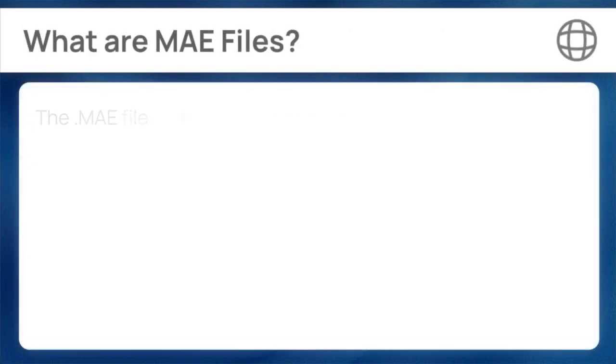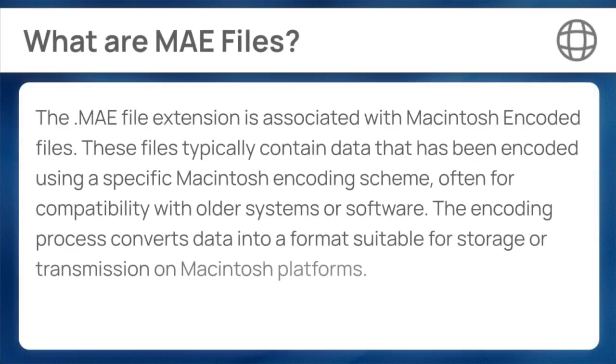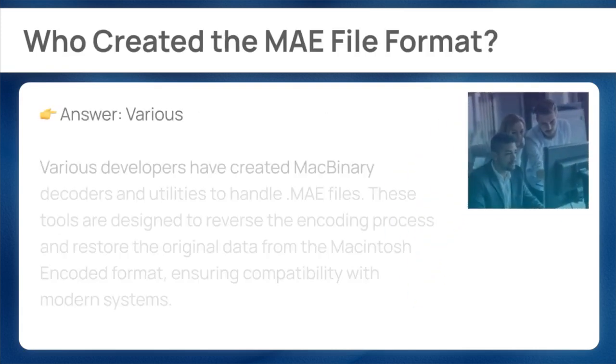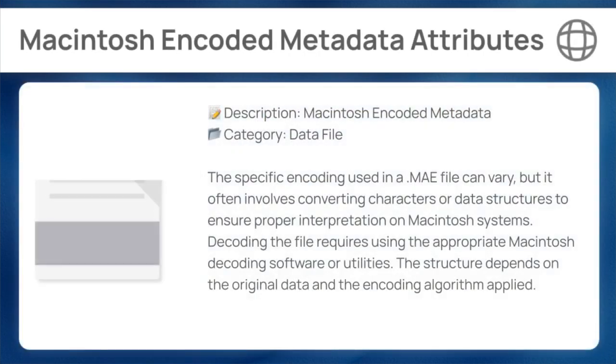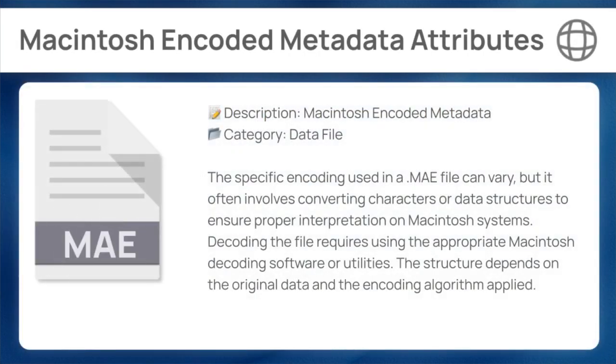The MAE file extension is associated with Macintosh encoded files. These files typically contain data that has been encoded using a specific Macintosh encoding scheme, often for compatibility with older systems or software. The encoding process converts data into a format suitable for storage or transmission on Macintosh platforms. The specific encoding used in an MAE file can vary, but it often involves converting characters or data structures to ensure proper interpretation on Macintosh systems.